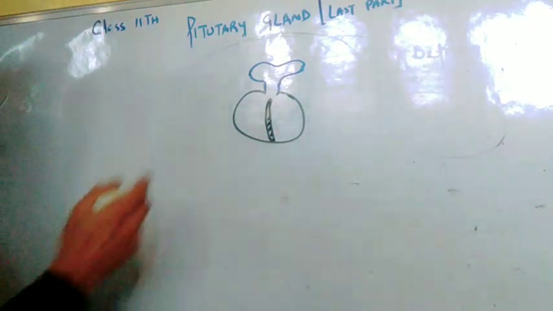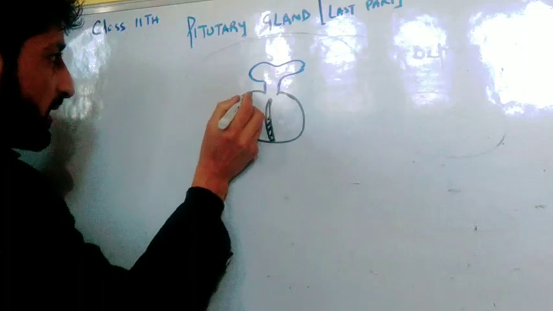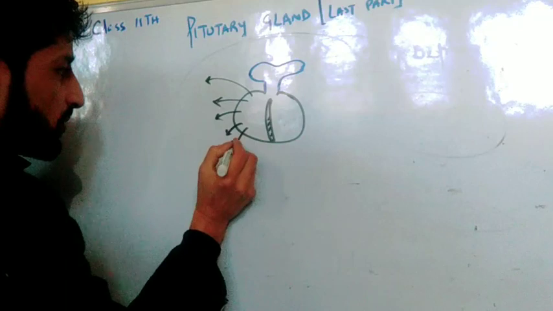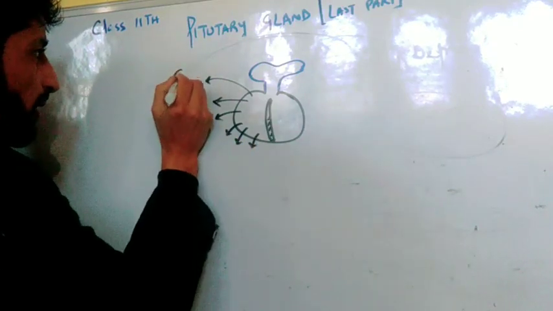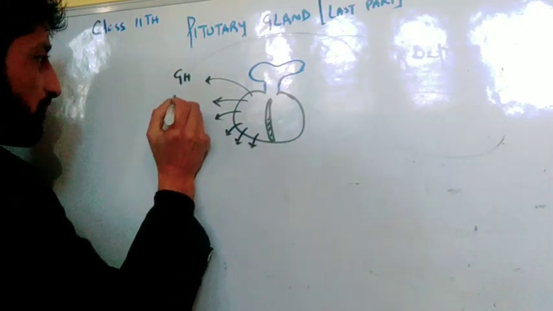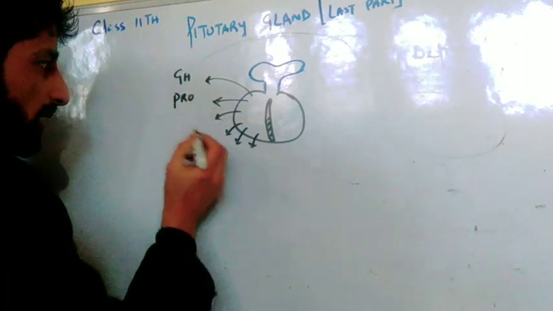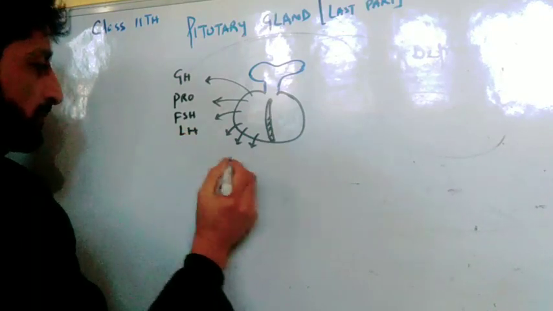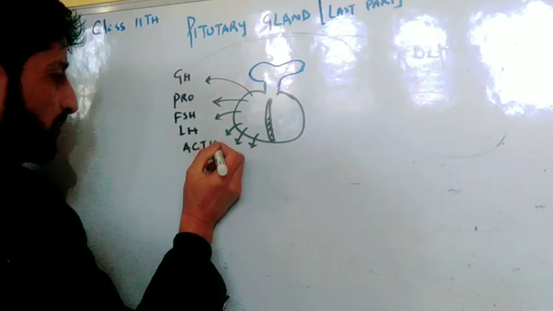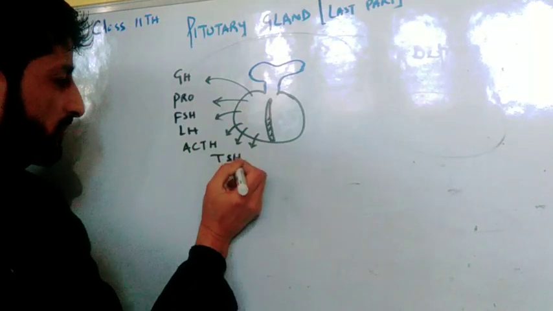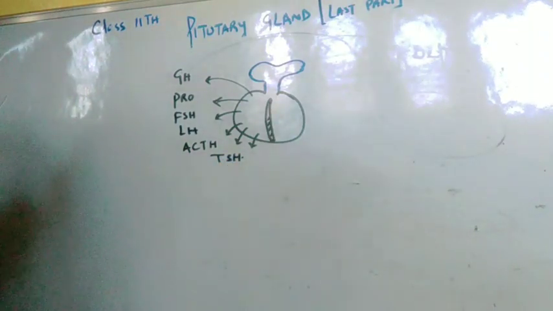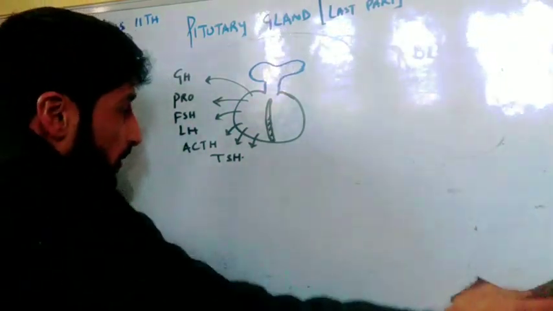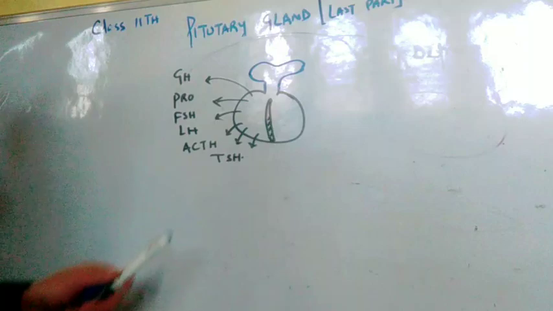You have already studied that the anterior lobe of pituitary gland produces 6 hormones. The first hormone you call growth hormone, the second prolactin hormone, the third FSH, the fourth LH, the fifth ACTH, the sixth thyroid stimulating hormone. Now we will discuss each hormone in brief. We have already studied it in our offline batch. Now we have a simple recapitulation for these hormones as well.